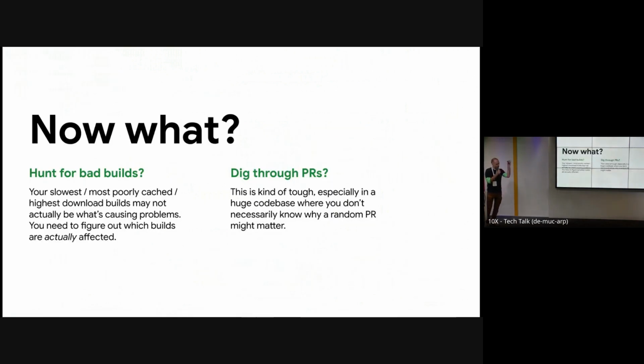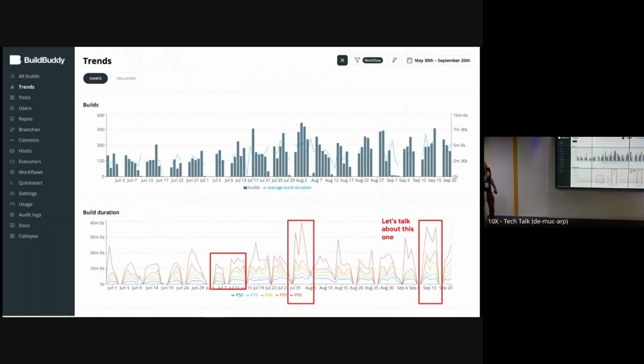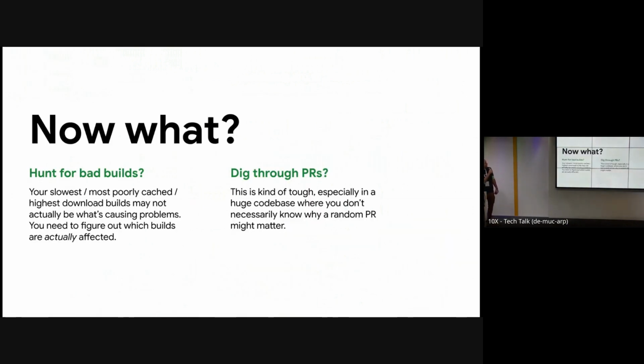So we found some random build where P90 build times doubled. They went from 10 minutes to 20. That's bad. At this point you're going to hunt for whatever the slowest builds were, maybe dig through PRs, look for something that was bad. But this is every CI pipeline that we run. All we know is that things just got slower in general. So finding this is kind of a pain in the butt.